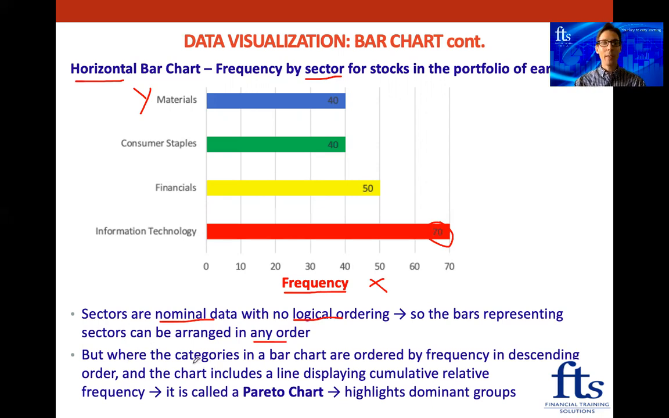But where the categories in a bar chart are ordered by frequency in descending order, so descending is, as we know, from biggest to smallest, and the chart also includes a line displaying the cumulative relative frequency, we call this a Pareto chart. We just need to know that definition, and this is going to highlight the dominant groups because we're going from the biggest down to the smallest.